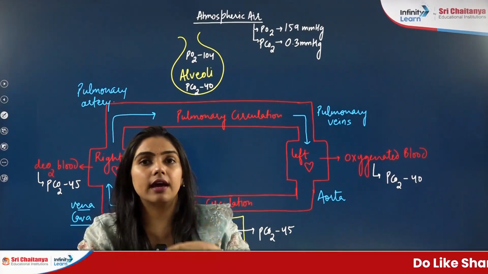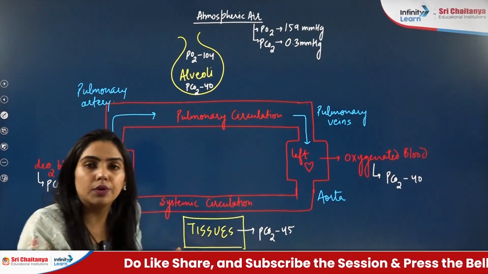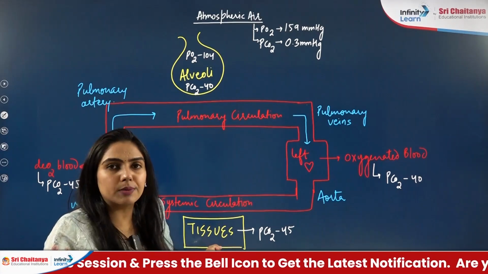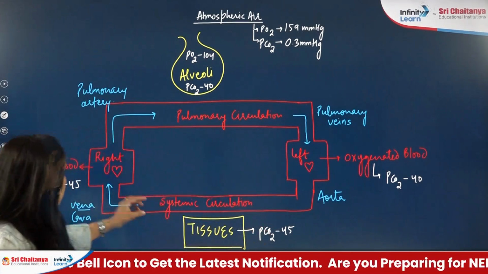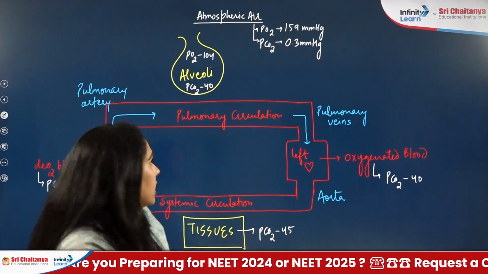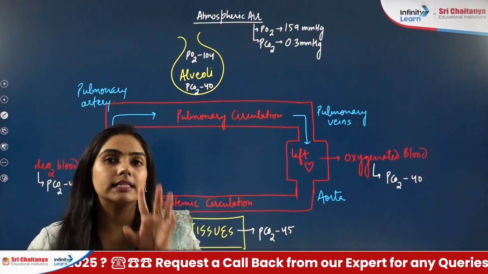So, obviously, where is the carbon dioxide forming? At the cells. Cells are present in the tissue. CO2 is released at the tissues. So, here CO2 partial pressure will be more, and in the deoxygenated blood also CO2 partial pressure will be more. At the other two sites, alveoli and oxygenated blood, CO2 partial pressure will be less, that is 40.